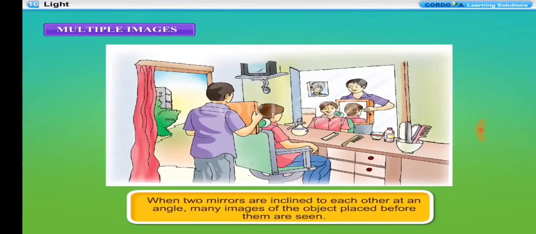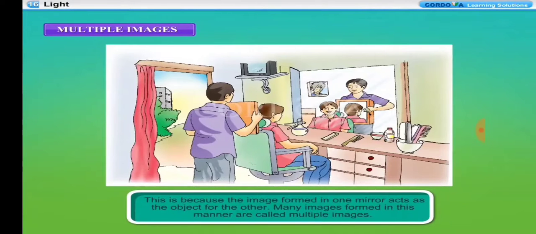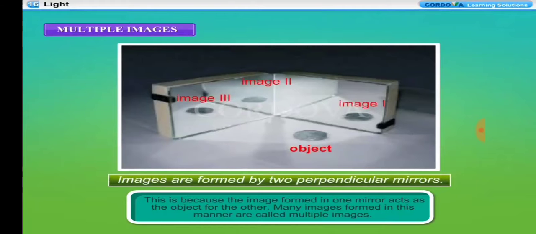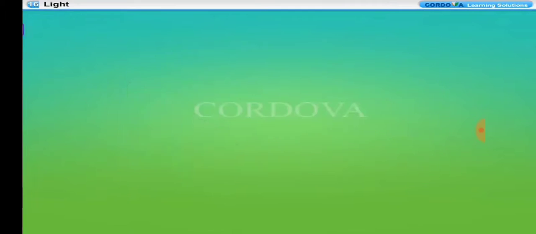When two mirrors are inclined to each other at an angle, many images of the object placed before them are seen. This is because the image formed in one mirror acts as the object for the other. Many images formed in this manner are called multiple images.